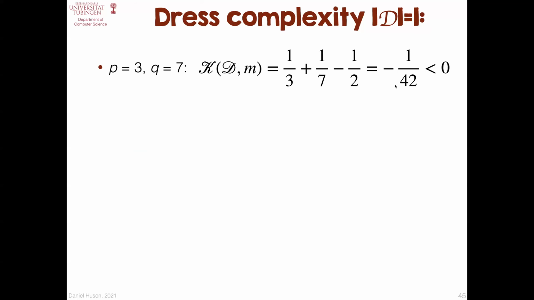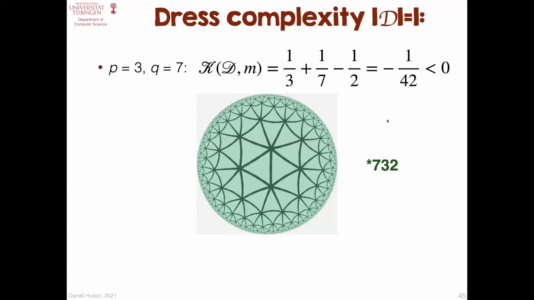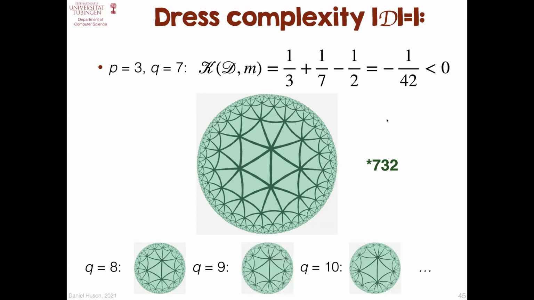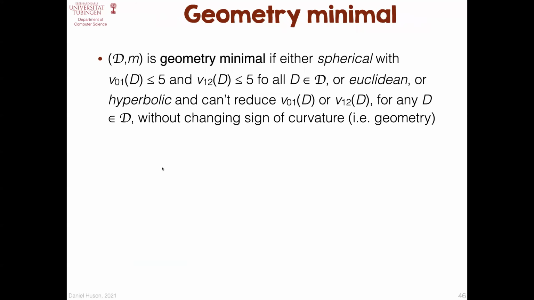Go beyond 6, and the curvature becomes negative. Say for 7, it's minus 1 divided by 42. So you have a hyperbolic tiling. And for any Q greater than or equal to 7, you have negative curvature and a hyperbolic tiling. Something interesting here is that we have an infinite family of tilings, and so we want to get a handle on those infinite families. And so we can introduce this concept. I don't know whether it's a good name, but we're going to call it geometry minimal.